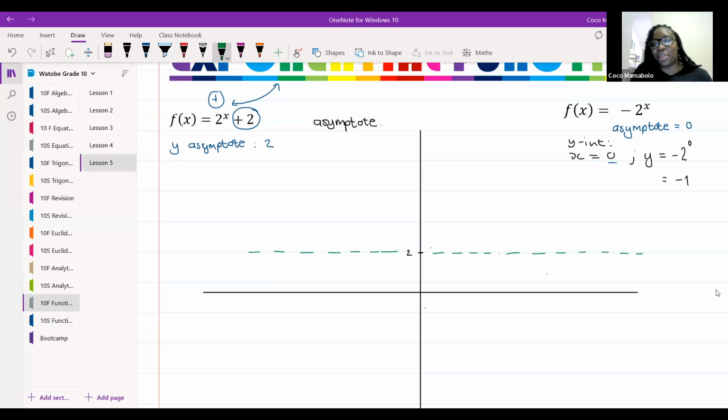It's fine. You can draw them freehand. It's not that big a deal, as long as you understand what you've drawn. Don't be like me who can't draw this properly. Okay, so that is our asymptote guide now, guys. I still need to find my y-intercept. So I'm going to make x equal to 0. If I make x equal to 0, what will my y value be now? I will get 2 to the power of 0 plus 2. How much is that, guys?